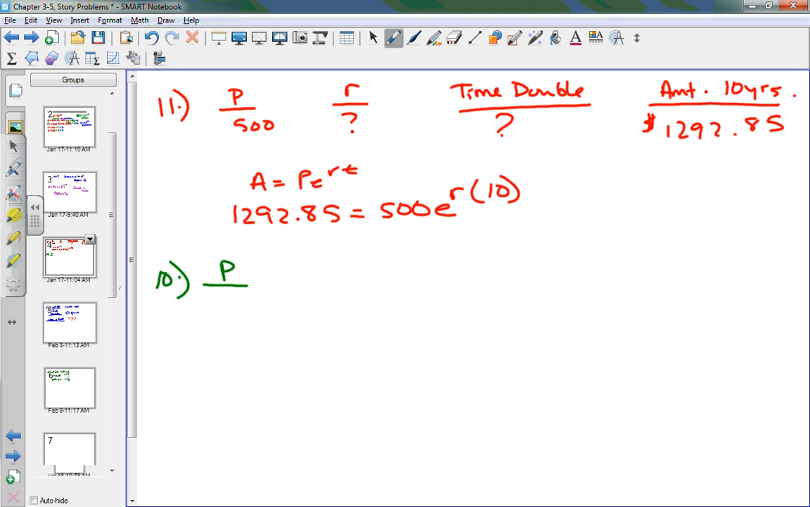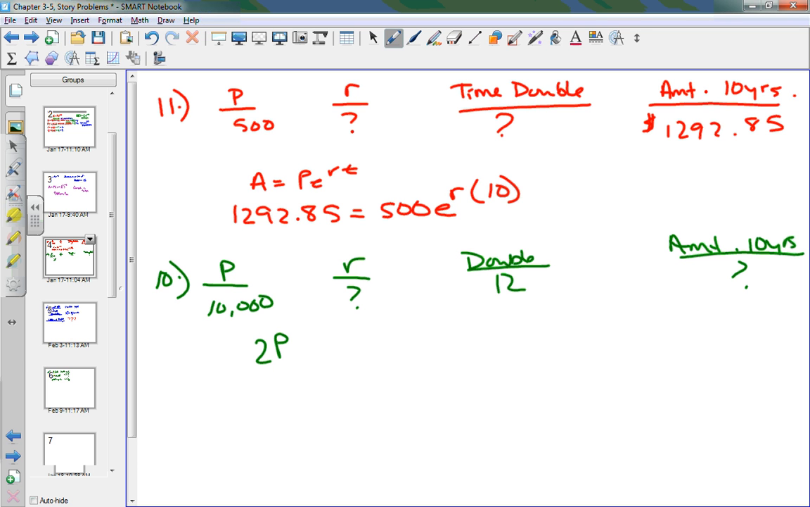P is going to be 10,000. My rate, I do not know. My time to double was 12 years. And my amount after 10 years, do I know it? Okay, so with that said, again, what am I given? I have to use what I've got. What I have is my time to double.